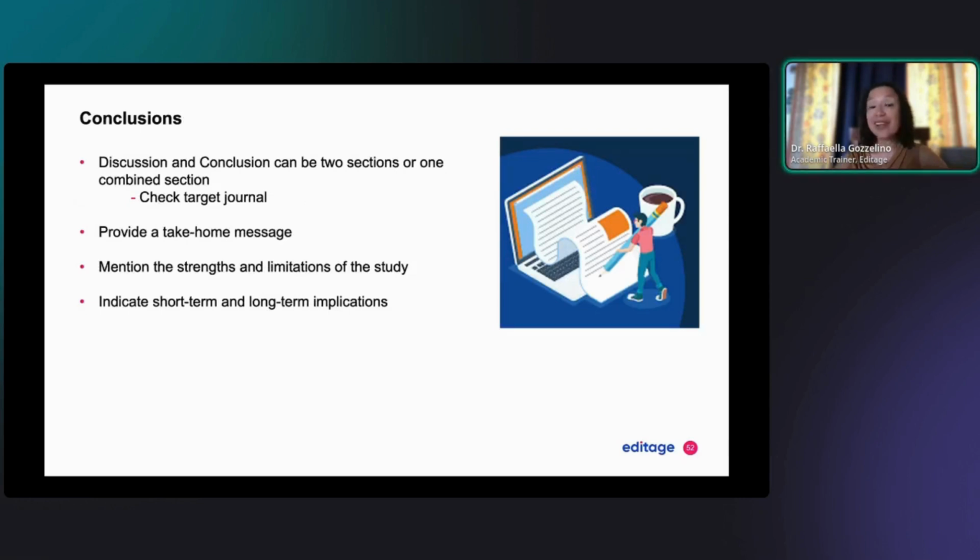You finalize then your manuscript with the conclusion that, as I said, can be two sections separate or combined according to the journal. You can provide in the conclusion, actually, you should provide a take-home message and mention the strengths and the limitations of the study in a brief manner, and also indicate a short and long term implication. But remember, this is a short section.